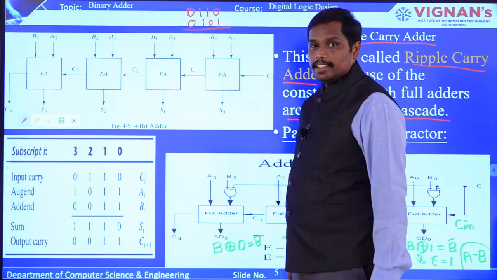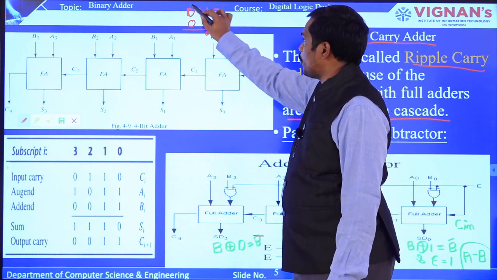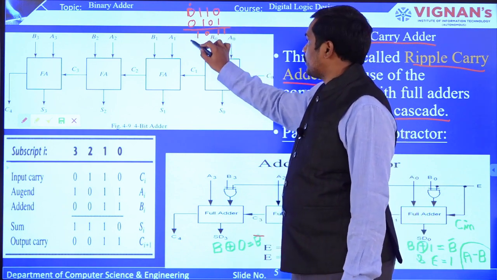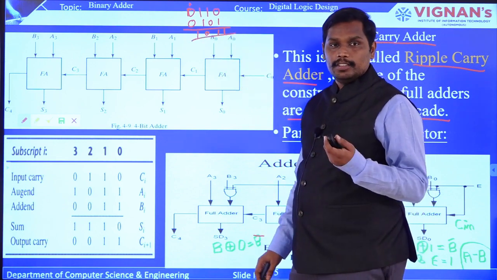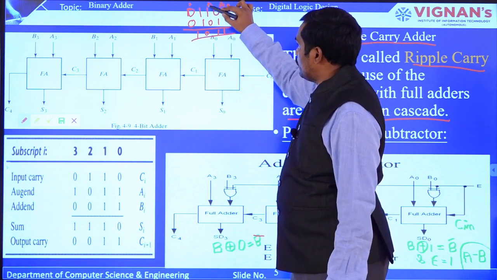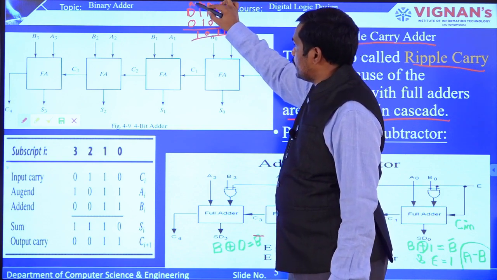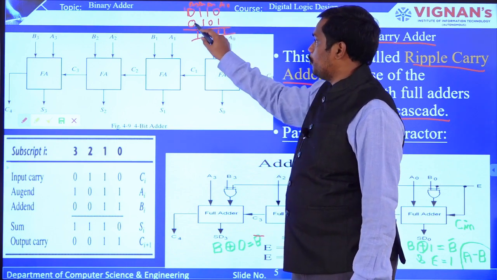if you add these 2 binary numbers, you are going to get 1 1 0 followed by a carry, and that is 1. This is the final output that you are going to get, right? So for this, you need 4 full adders, where the inputs are A0, A1, A2, A3 with carry 1, and here it is B0, B1, B2 and B3.